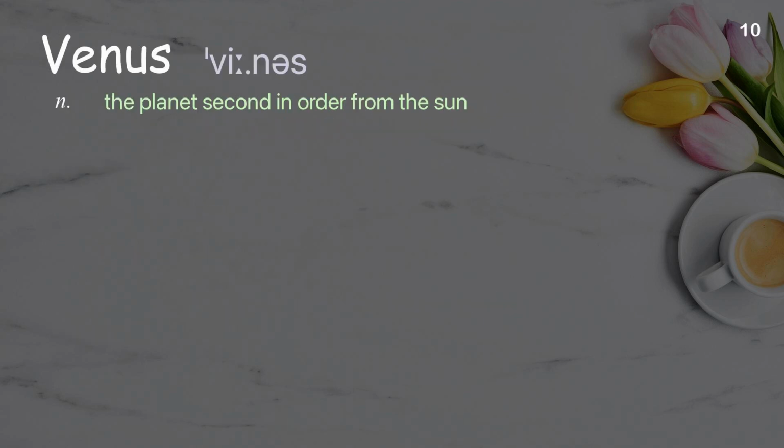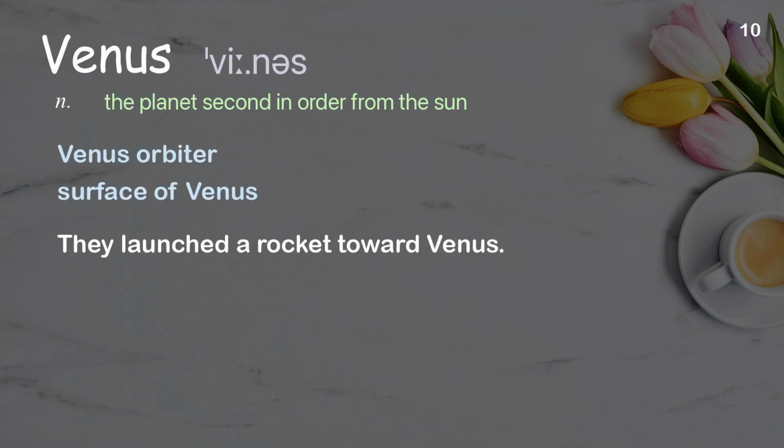Venus. The planet second in order from the Sun. Examples: Venus orbiter. Surface of Venus. They launched a rocket toward Venus.